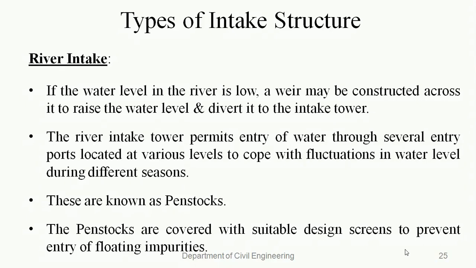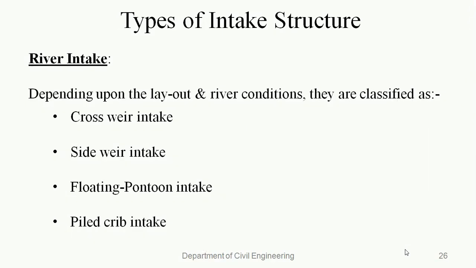With the help of these penstocks, we can utilize the river water throughout the year. Depending upon the layout and river conditions, the river intakes are classified into the following 4 types. Number 1, cross weir intake. Second, side weir intake. Third, floating pontoon intake. And fourth, piled crib intake.